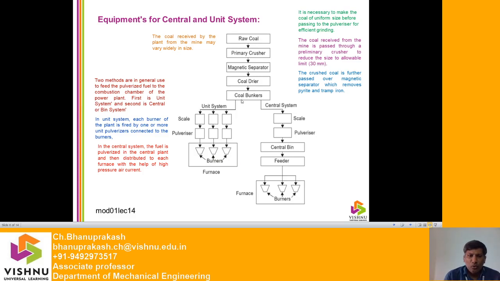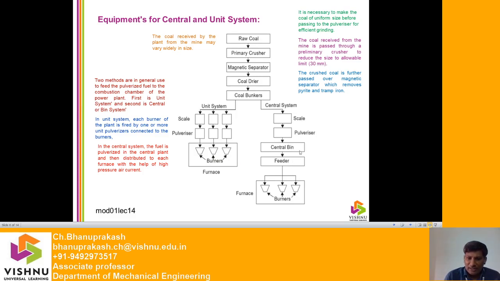See here, there are two methods generally used to feed the pulverized fuel to the combustion chamber of the power plant. The first is the unit system and the second is the central system. In the unit system there are scales and pulverizers, and finally it is fed into the burners. Each burner of a plant is fired by one or more pulverizers. Here there are three pulverizers and three burners. Now in the central system, there are scales, pulverizer, and especially a central bin and feeder. From the feeder it goes to the burners.